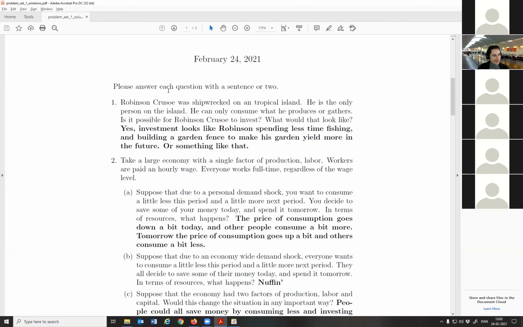So the question is, is it possible for Robinson Crusoe to invest? What would that look like? The answer I wrote is that yes, investment looks like Robinson spending less time fishing and building a garden fence to make his garden yield more in the future. You could think of a thousand examples. But the point is that this is not financial investment, not investing in a stock or a bond. Robinson Crusoe can't buy a stock, but he can invest in this macroeconomic sense of delaying consumption to make himself more productive in the future. So that's that.